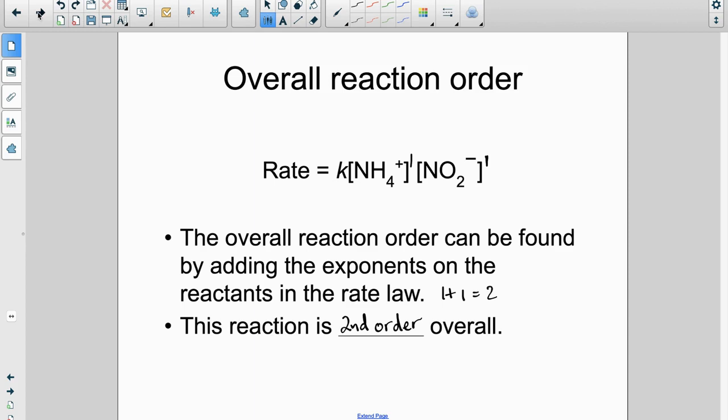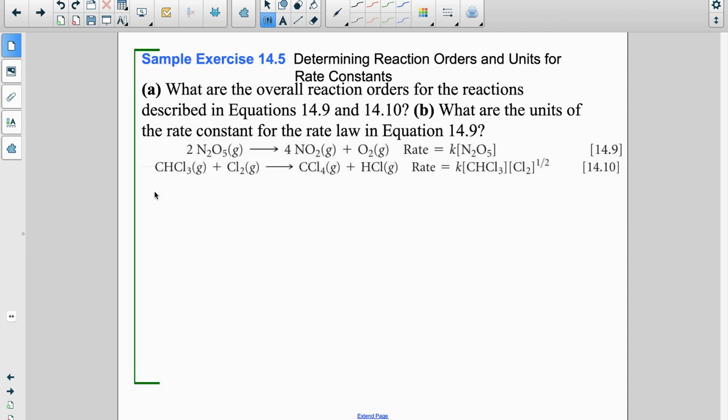All right, so in part A here, in the sample exercise, it asks what is the overall reaction order for the reactions described in these two equations. Looking at the rate law, it is first order, right? We only look at the rate law to find the overall reaction order. The second one, it's first order for 14.9. And for the second one, there's an exponent of 1 plus a half. It's going to be 3/2 order for 14.10.